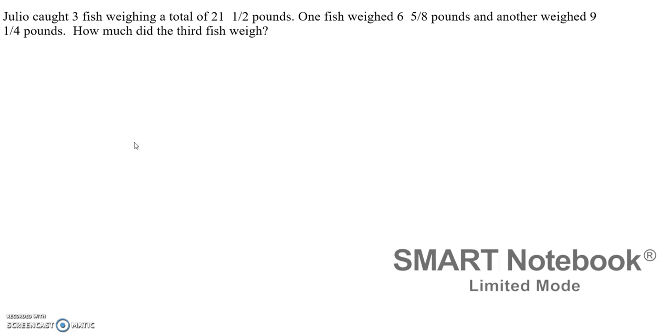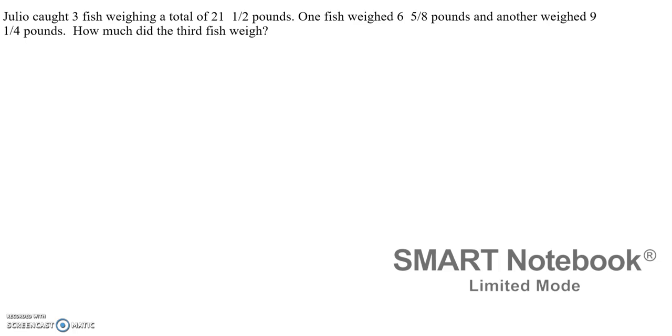It says, Julio caught 3 fish weighing a total of 21 1/2 pounds. One fish weighs 6 5/8 pounds and another weighs 9 1/4 pounds. How much did the third fish weigh? So we just read the question and we know we're talking about catching some fish and weighing the fish. Now we're going to read it a second time to decipher what it is that we need to solve.